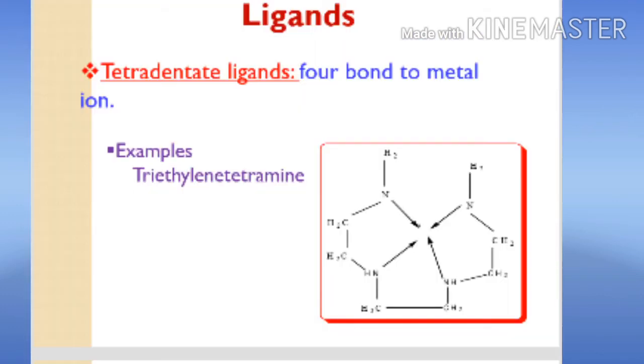An example of a tetradentate ligand is triethylene tetramine. As tetramine, it contains 4 nitrogen atoms, and these 4 nitrogen atoms donate their lone pair of electrons to the central metal atom. We can see in the image that 4 nitrogen atoms are there, and they donate the lone pair of electrons to the central metal atom and form 4 coordinate bonds, but at the same time they form 3 rings also, and therefore they are called chelating agents or ring forming agents.